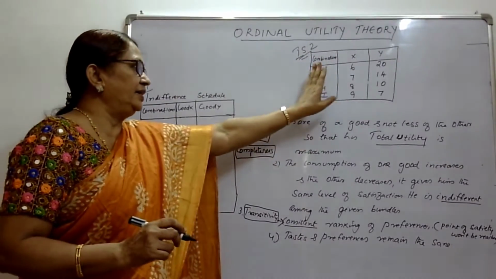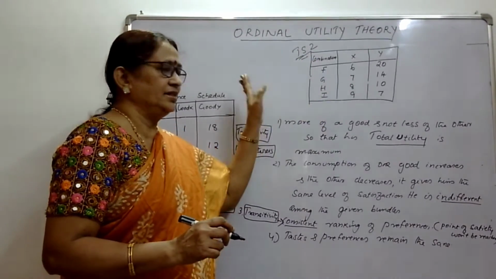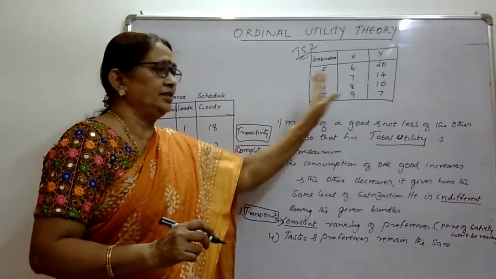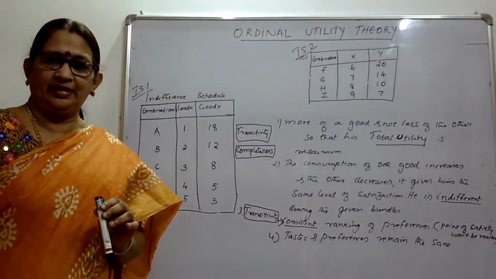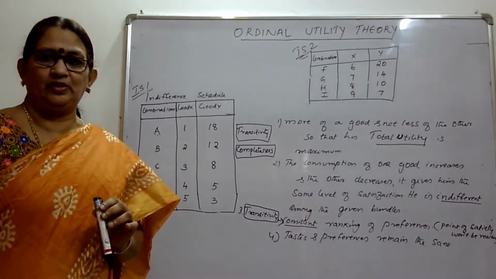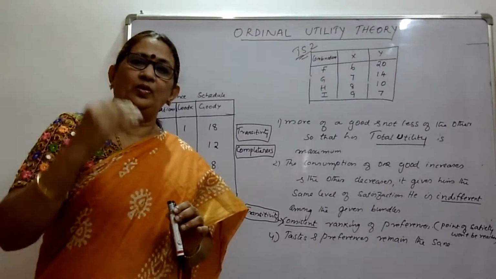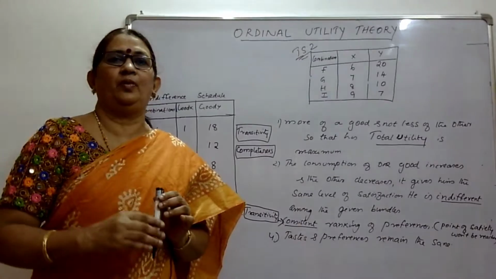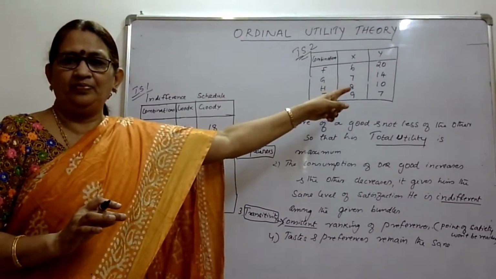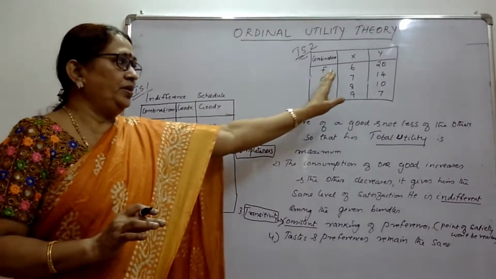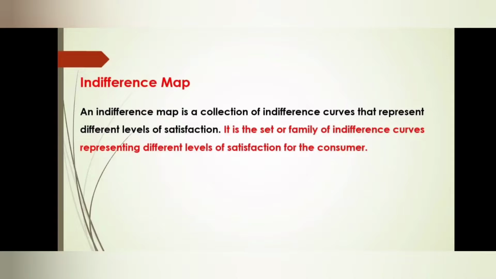The consumer will prefer this indifference schedule. The bundles given in these combinations will be preferred. Why? What is the reason? It contains more of X and Y. A higher level of satisfaction is attained when he consumes more of both the goods. But he cannot say how much utility is derived from consuming more units of both the goods. So that is ordinal utility theory.